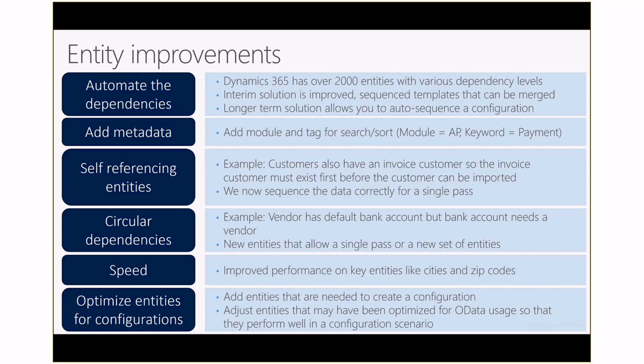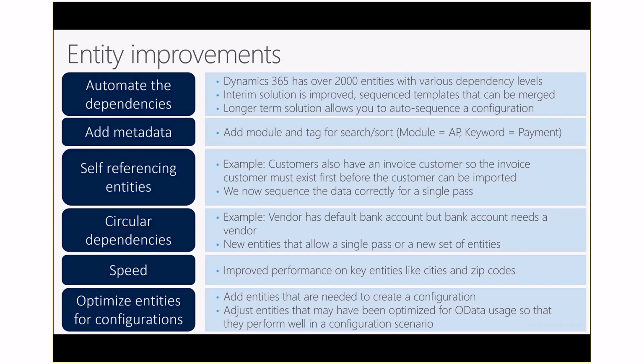There's plenty more work to do there, but we took a look. For example, cities and zip codes just take like 45 minutes to load. I think it takes minutes now. We took care of that, and we looked at a lot of speed things. Also, there's a lot of entities. Well, some of these entities are optimized for OData, which is using Excel as your add-in and loading it into Excel and making some changes.